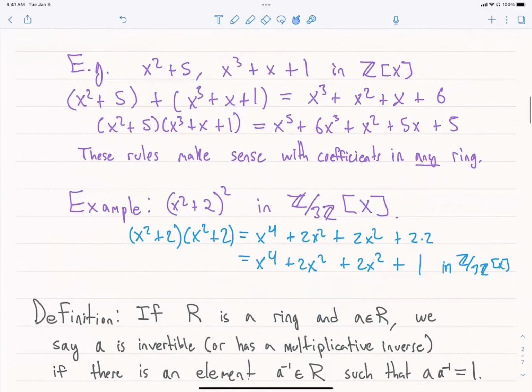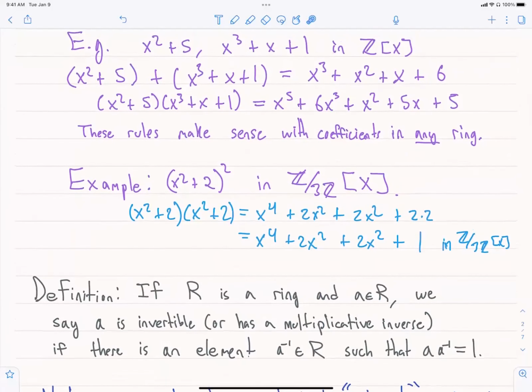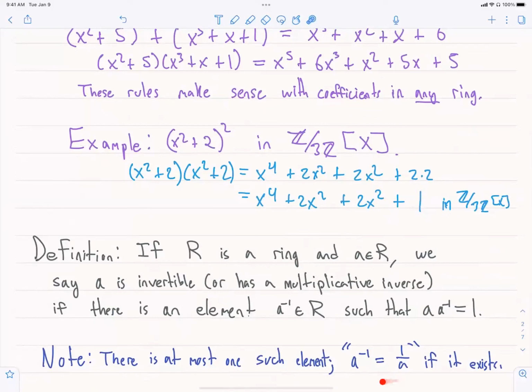Okay, so the next thing I want to formalize is something we talked about a lot last week, but now I want to set it up in this general setting. It's about when you can divide by an element. So if we have a ring R and an element A in R, then we say A is invertible, or that A has a multiplicative inverse, if there's some other element in R, which we write suggestively as A inverse, such that A times A inverse is equal to 1. Such an element, if it exists, you should think of as 1 over A.